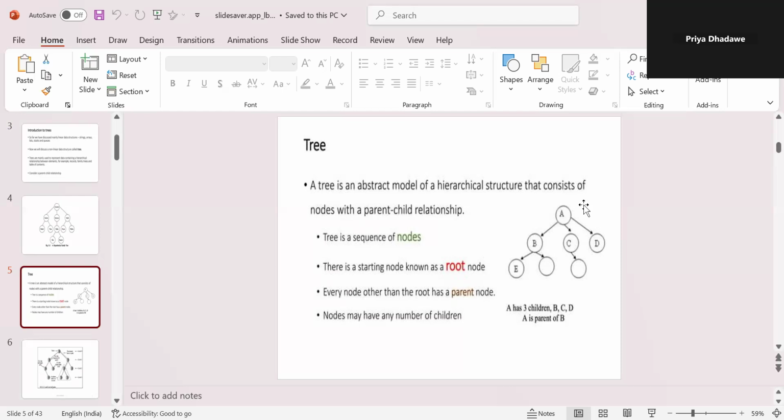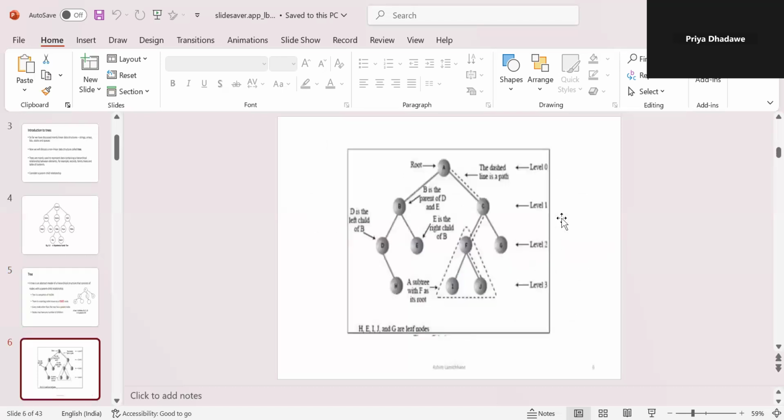Now from A we get three nodes, that is B, C, and D. These nodes are considered child nodes of parent node A. Let's consider the example given here. Over here, node A is considered a parent. As it is the starting point of a tree, it is also considered the root node.